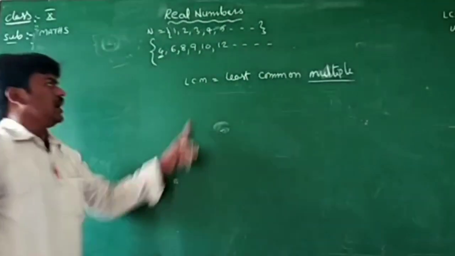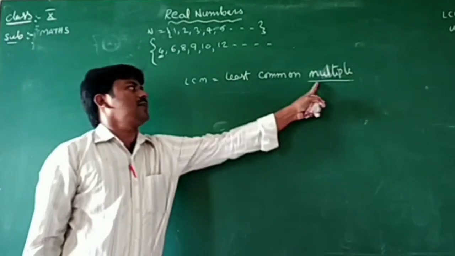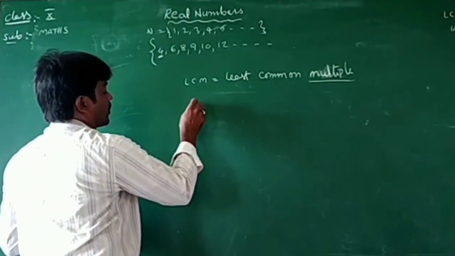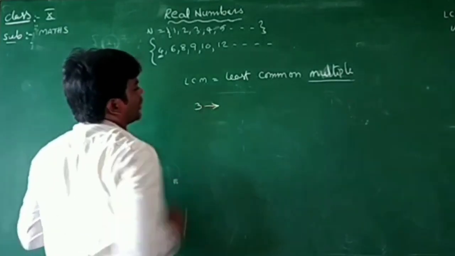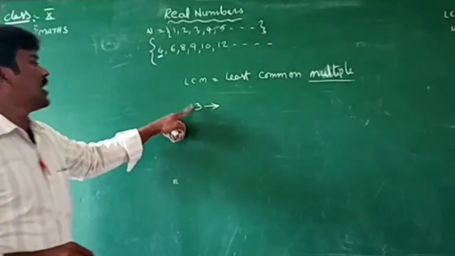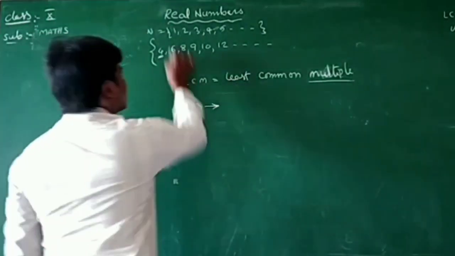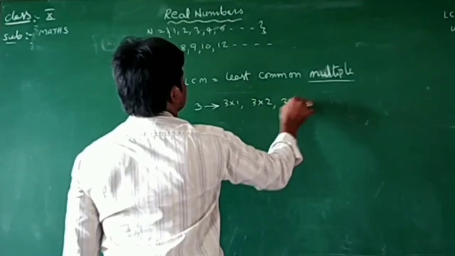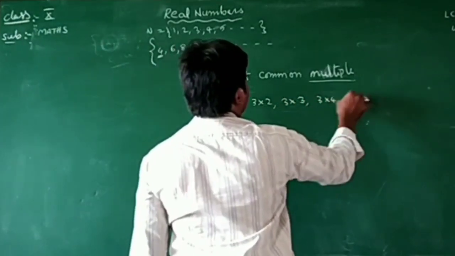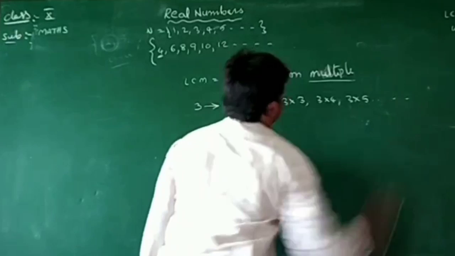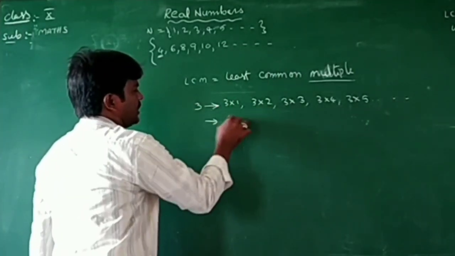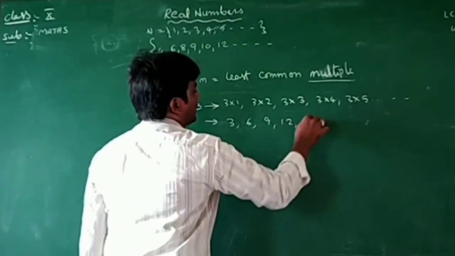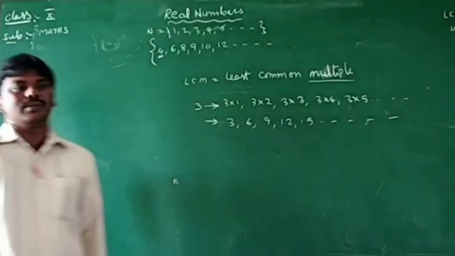So now, what is meant by multiples? A multiple is a product obtained by multiplying a number by a natural number. Suppose 3. What are the multiples of 3? 3 multiplied by 1: 3 ones are 3, 3 twos are 6, 3 threes are 9, 3 fours are 12, 3 fives are 15, like that. So the multiples of 3 are 3, 6, 9, 12, 15 and so on.